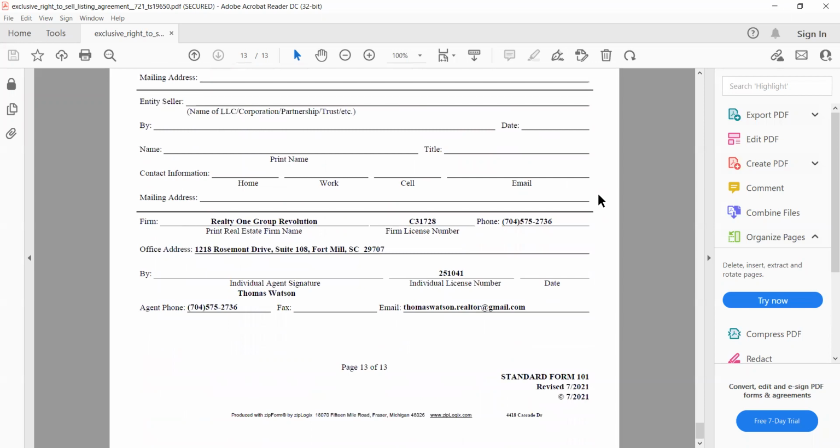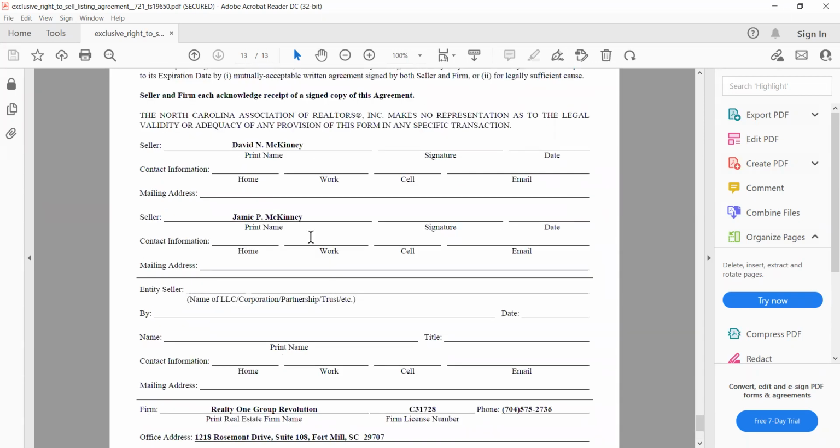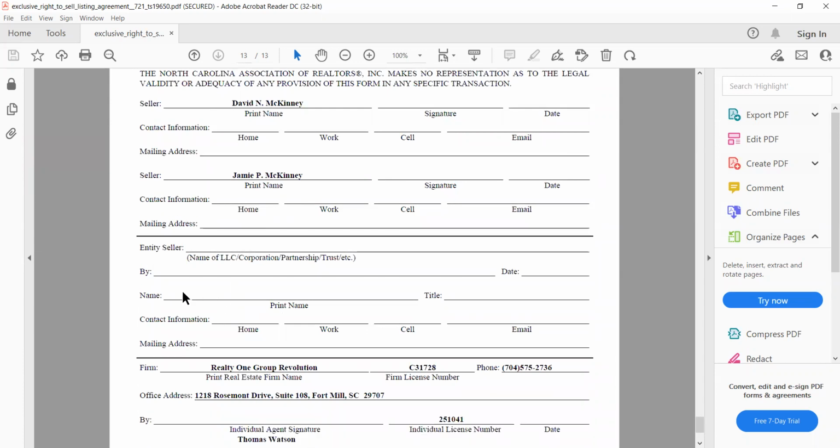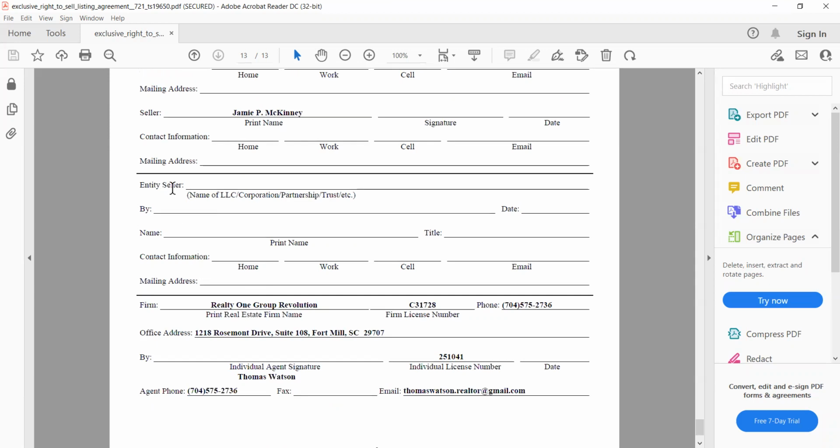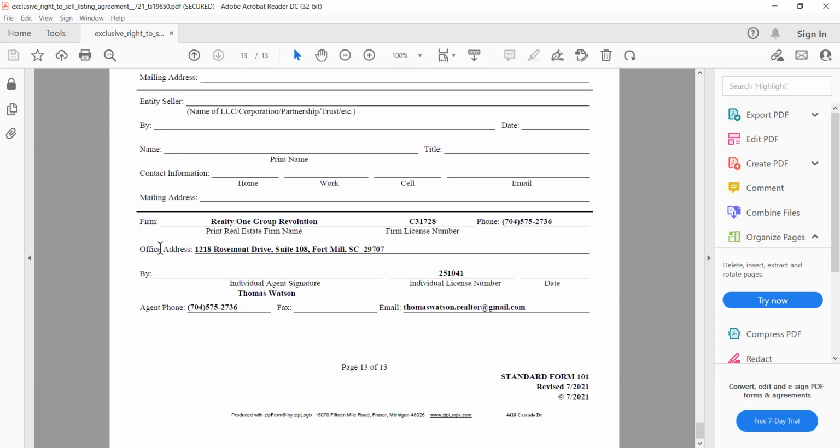first agreement form. And then down at the bottom, okay, if it was a company, an LLC, they don't sign up at the top, they sign in the middle where it says entity seller. You put the entity name and then the party who is representing the entity and go from there. Down at the bottom is our information, our firm, Realty One Group Revolution, firm license number, phone number.